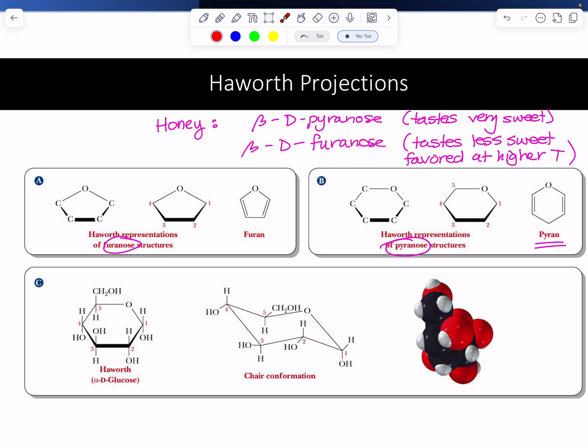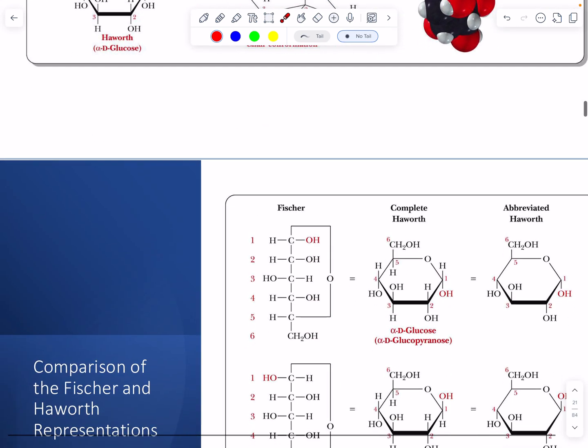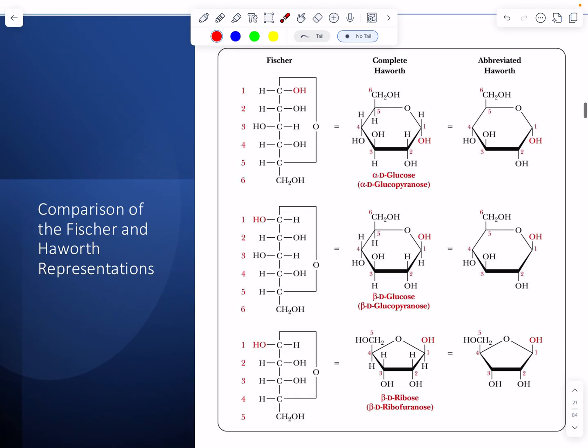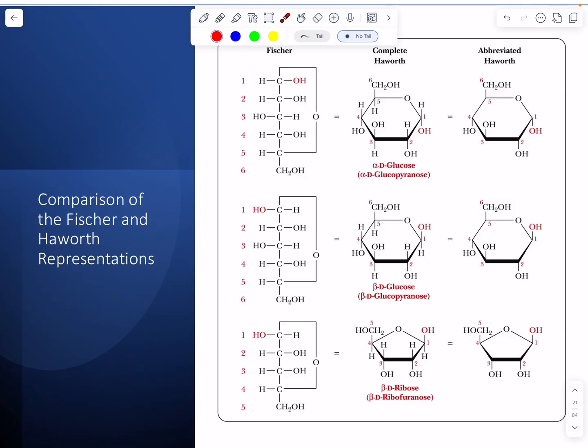So we're not going to talk too much about chair and boat. All right. So Fischer versus Haworth representations. I just want to show you this slide. We can write a Fischer representation for a cyclic sugar. We usually, again, will put the oxygen on the right, and we will draw links between the carbons that are connected. So this just shows you how stereocenters translate into ring structures.